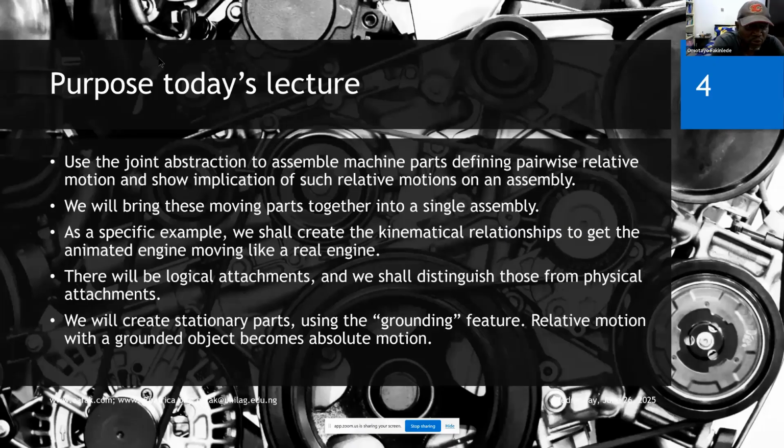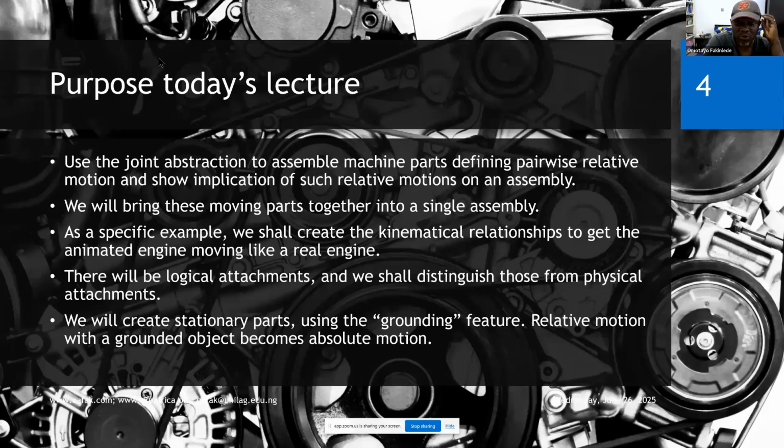The purpose of today's lecture is to use the joint abstraction to assemble matching parts, defining pairwise relative motion, and show implication of such relative motions on an assembly. For instance, if I have 5 things and I take them pairwise and I define the relationships 2 by 2, by the time I look at the relationships on the whole, you'll be surprised as to the implications, because all that Fusion 360 is doing is just keeping true to the promise of the relationships, but that now has implication on the assembly as a whole.